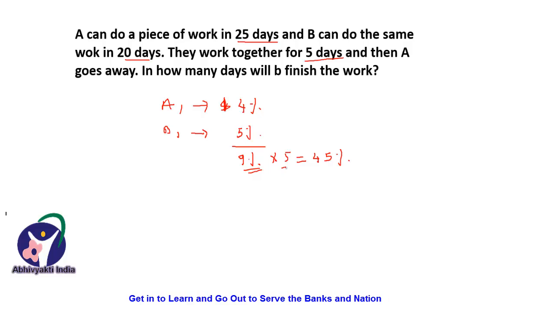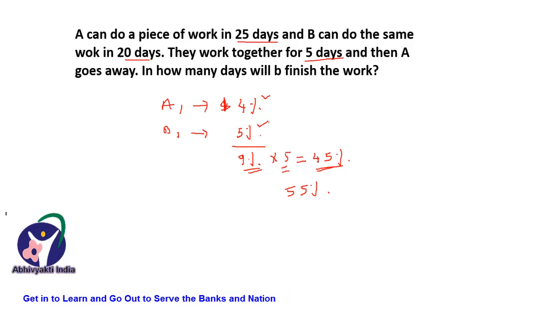9% in one day, and in 5 days it will be 45%. Therefore, how much work is left? It is 55% work is left. But A goes away and B has to complete the remaining work in the remaining days. So how many days will he take? He is doing 5% in one day. So for 55%, how many days will he take? Definitely 11 days he will take. And so B can finish the rest of the work in 11 days.